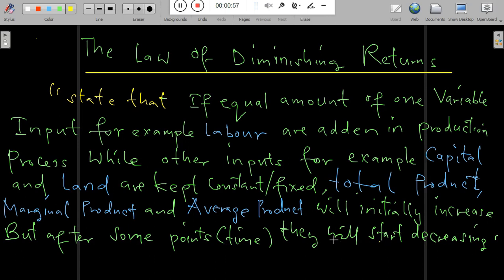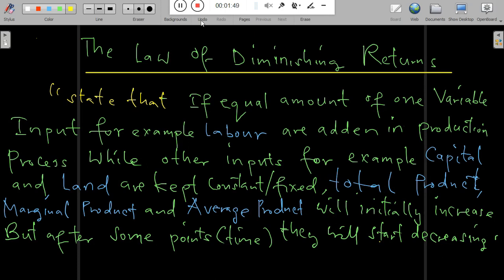So under this law of diminishing returns, we try to explain that when a producer increases more inputs with the target to increase more output, at the first moment it will be possible to increase output. But later, the output will decline due to further increase of those inputs.